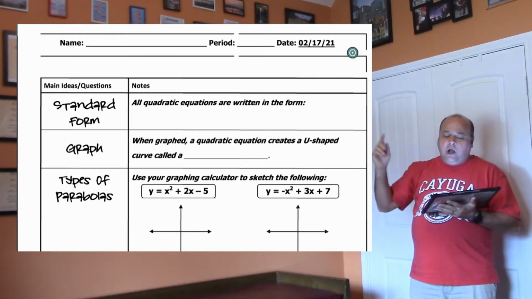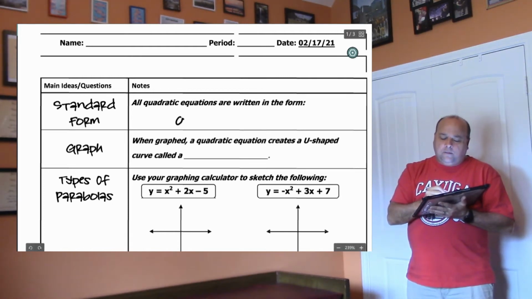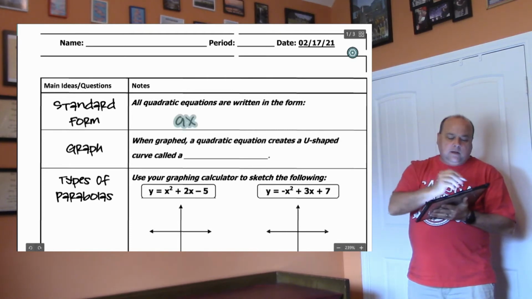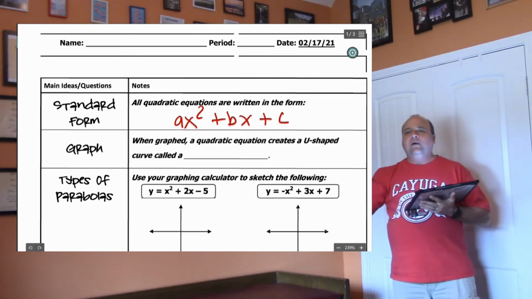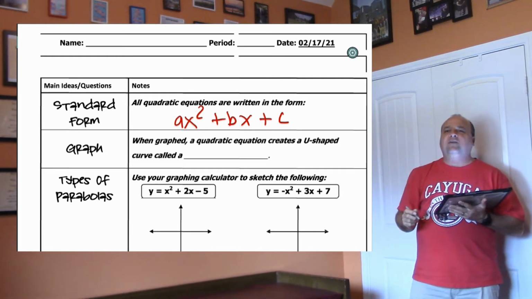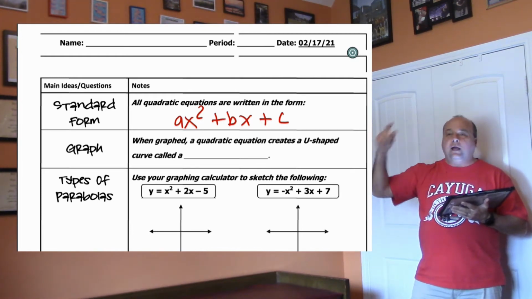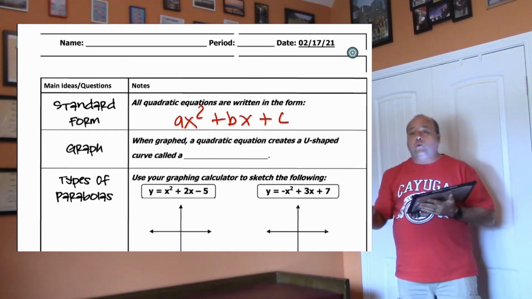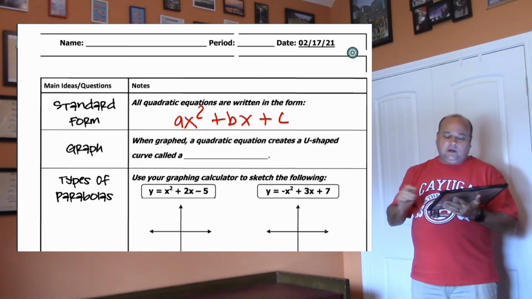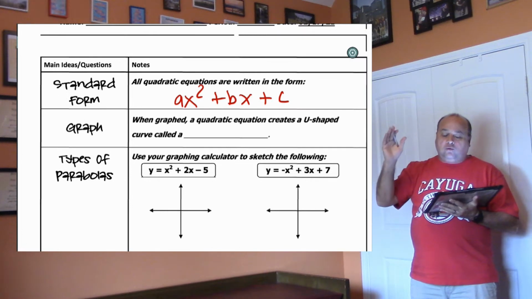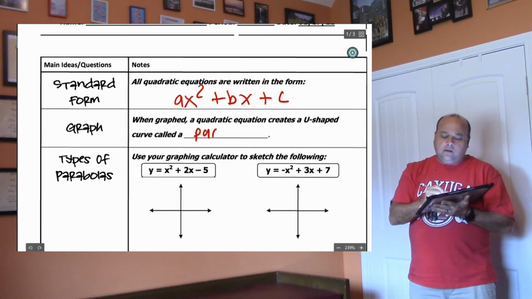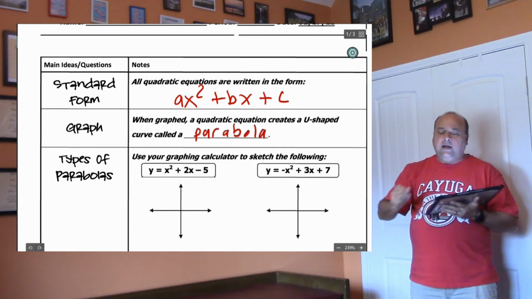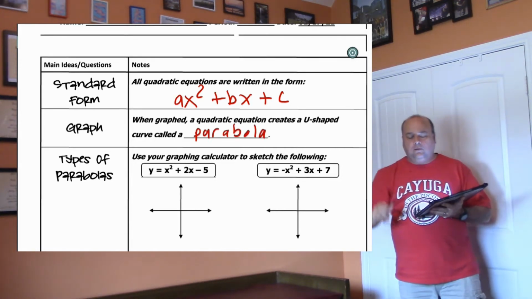So let's keep going. All quadratic formulas are written in the form ax squared plus bx plus c. So when we factor that, this is what we were teaching you to factor, right? And you got two factors, okay? Those factors are extremely important, and we'll get into that in the next unit, okay? When you graph a quadratic equation, it creates a U-shaped curve called a parabola. Okay, not parabola, it's called a parabola, okay?